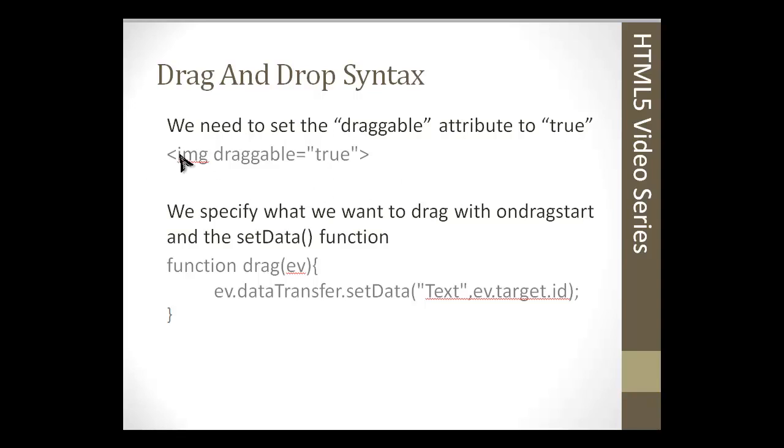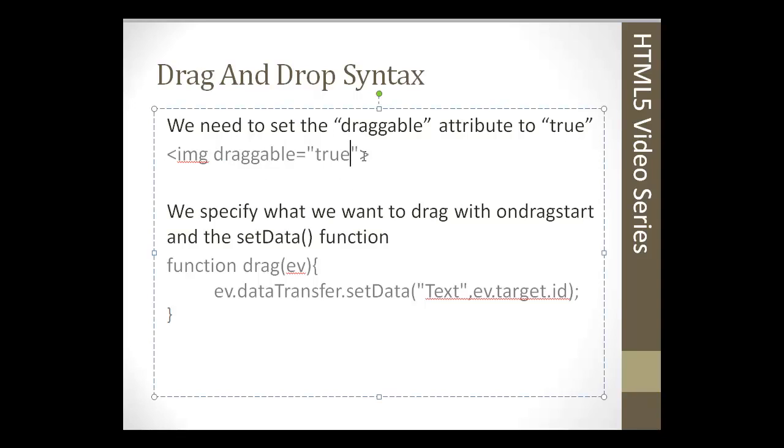So if it's an image that we want to drag, we have to have this attribute and set it to true. Now, obviously, you'd have your source, you type in the link to your image, but we do have to have this attribute. So we made this image draggable. Now what we have to do is specify what will happen when the element, or the object, or whatever you want to call it, is dragged.